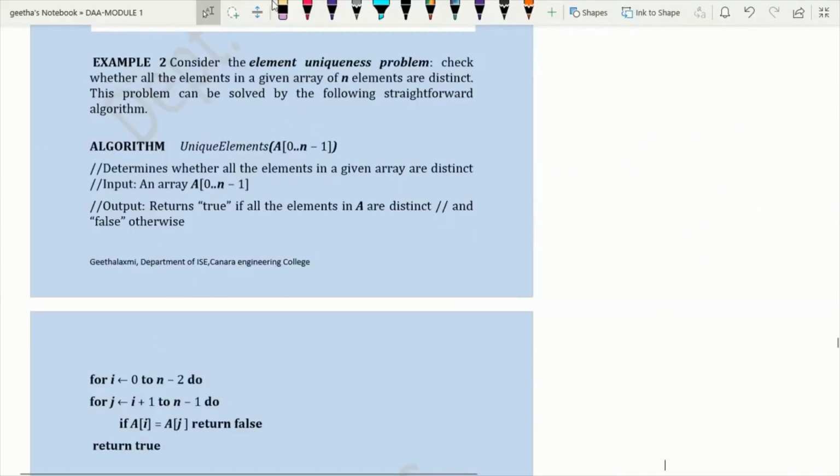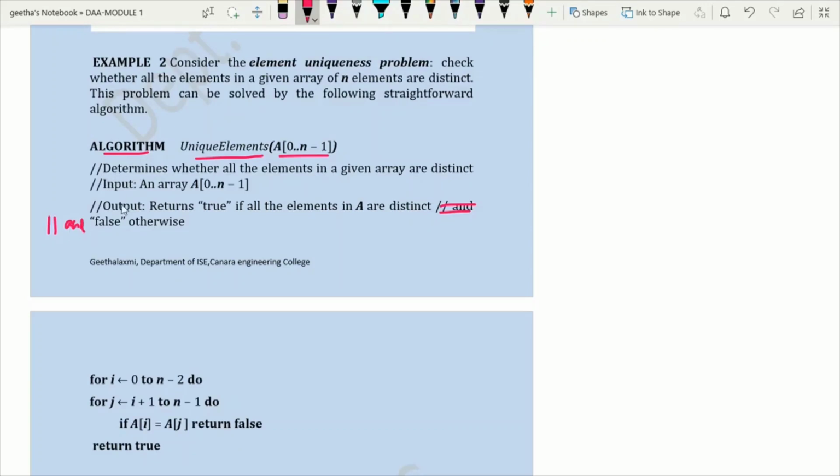Let's consider another example, that is the element uniqueness problem. What we are checking here is whether all the elements in a given array of n elements are distinct. Let's read the first line of the algorithm, that is the algorithm heading. It says algorithm UniqueElements A[0 to n minus 1].